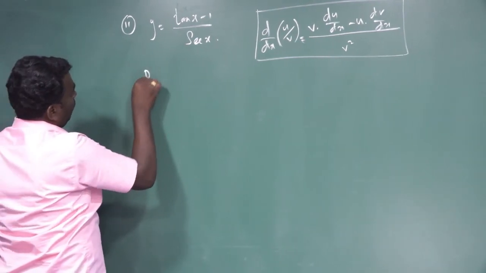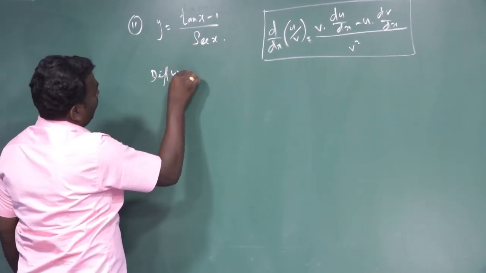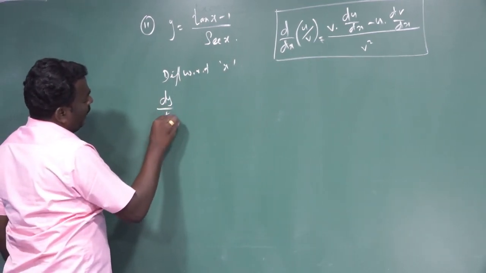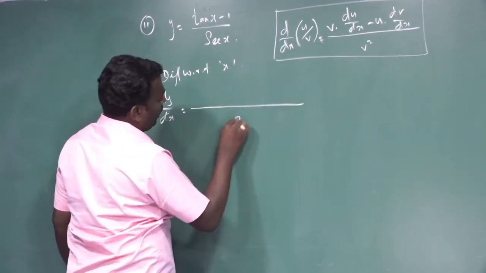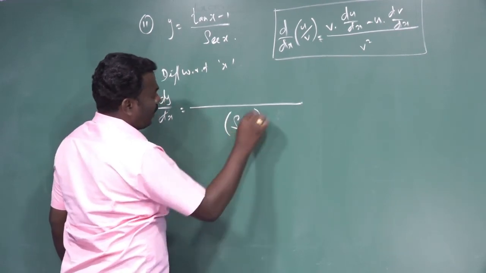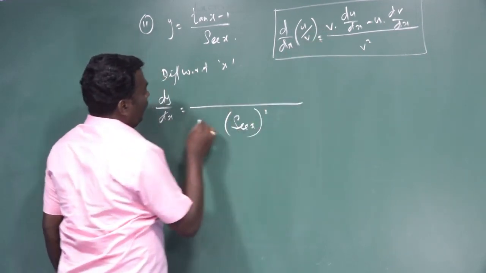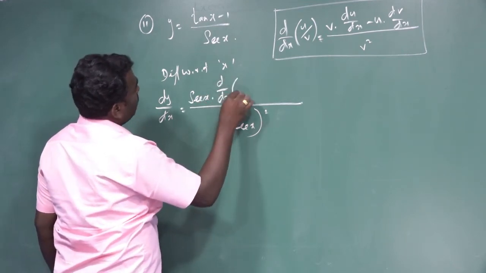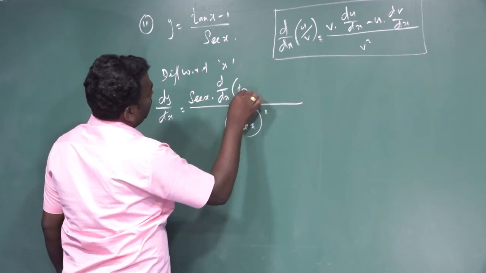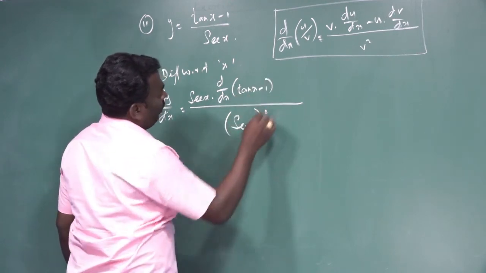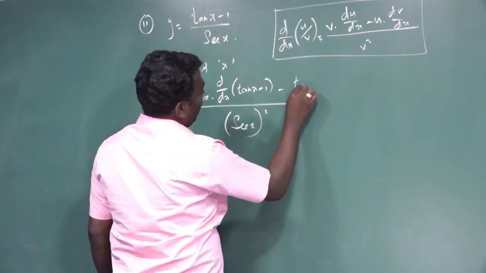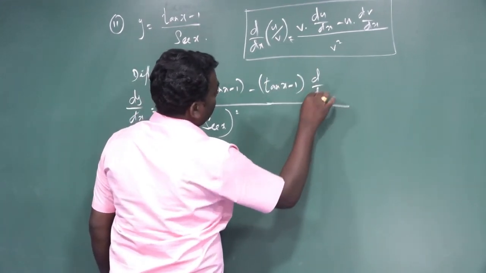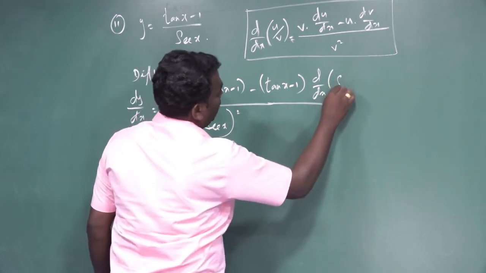Now differentiate y with respect to x: dy/dx equals the denominator, secant x whole squared, v squared. Keep v, secant x, as it is, and differentiate the numerator, tan x minus 1. Then minus u, tan x minus 1, kept as it is, times the derivative of the denominator, secant x.